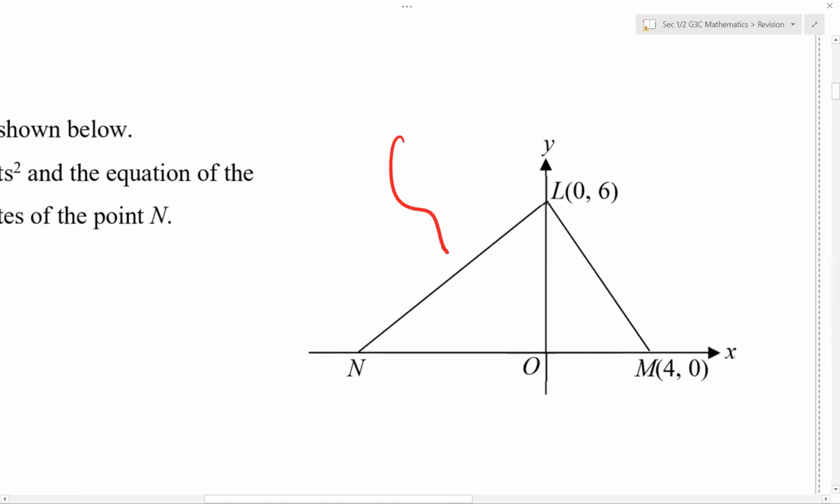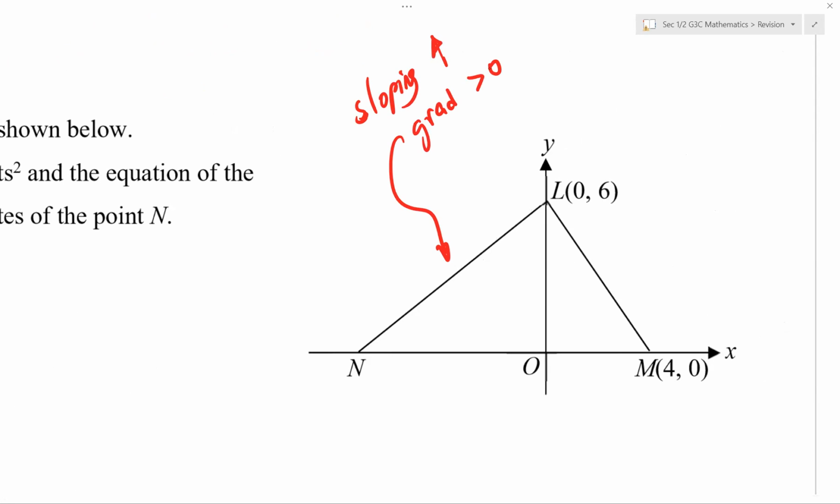Okay, so here we recap Sec 1 work. This line is sloping, up or down? Up, sloping up. So gradient more than 0. Okay. Do you have the y-intercept? What is the y-intercept? 6. Y-intercept equal 6. We can do so for the other side also, but it is common sense already. Sloping down, gradient negative, y-intercept also 6.